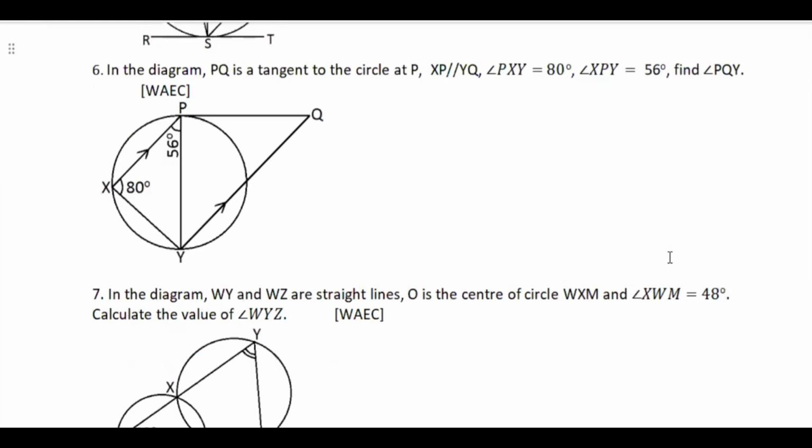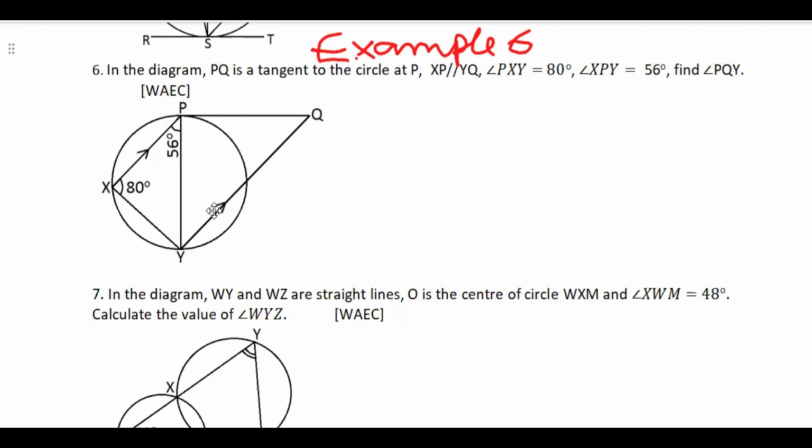We quickly consider example 6. Under example 6, we are given the diagram where PQ is a tangent. It touches the circle once at P, and XP is parallel to YQ. You need to be careful here.